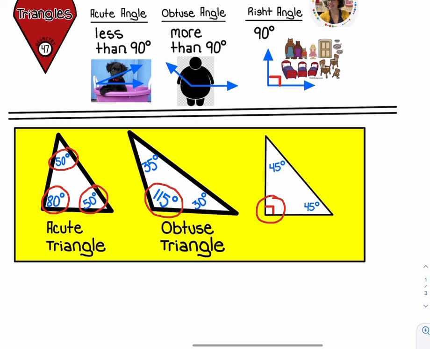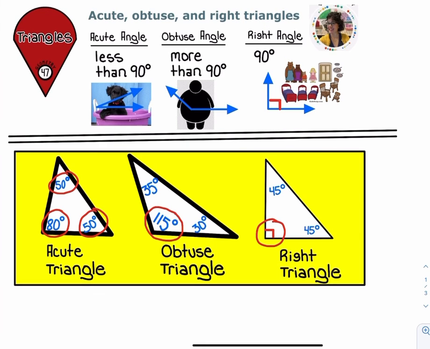Next, we have a right triangle. Notice the angle in the corner is 90 degrees. Any triangle with a 90-degree angle is a right triangle.